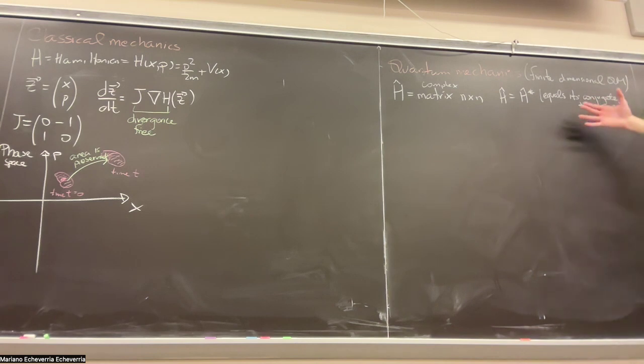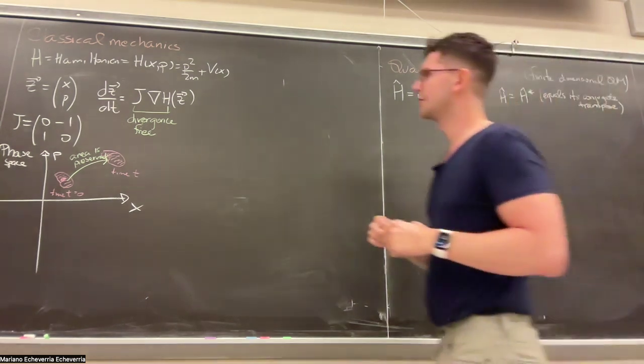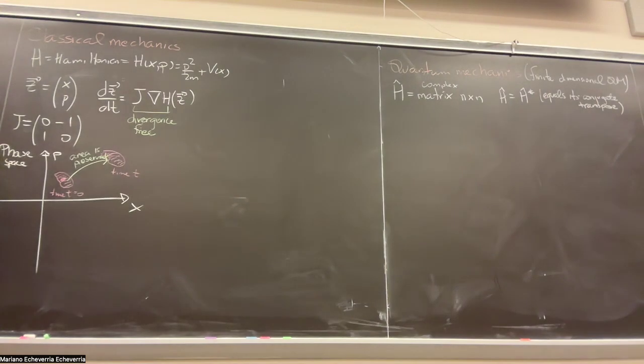So if there are no complex numbers involved, it's just saying that it equals its transpose, which is kind of symmetric, right? So when there are complex numbers involved, it is the analog of being symmetric for matrices. And then the analog of this changes a little bit, but formally it's kind of similar.